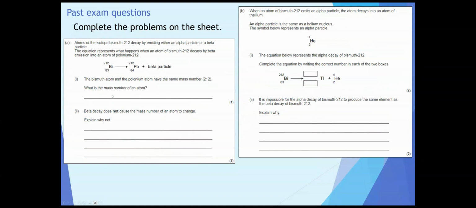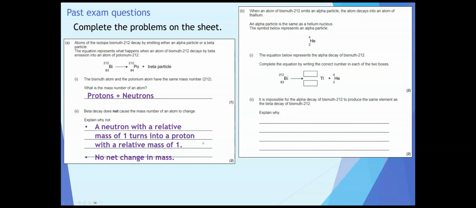Then we've got this. From chemistry, we should know that the mass number of an atom is the number of protons and neutrons. Beta decay does not cause the mass number of an atom to change. That's because, if we remember, beta is when the neutron turns into a proton. So if something has a mass number of 10, let's say, the number of neutrons goes down by 1, so the mass number goes down to 9, but instantly the number of protons goes back up again, so it knocks it back to 10. So that's the reason why the mass number always stays the same with beta decay.